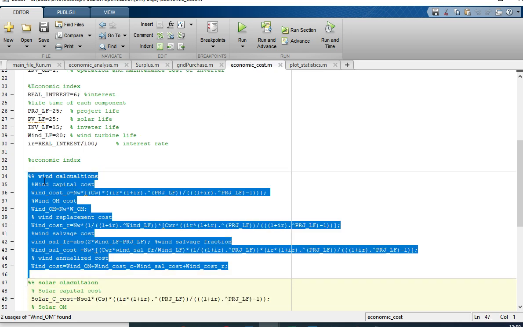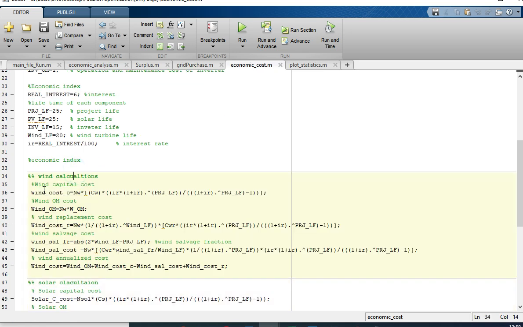So this section is for wind. In the wind calculation, what we have to calculate is the overall capital cost of a wind plant, the overall operation and maintenance cost of a wind plant, the replacement cost, the salvage cost, and the total cost by summing all of these: OM cost, capital cost, salvage cost and replacement cost. So first, to calculate the total wind capital cost, we have to multiply the size of the wind turbine multiplied by the capital cost per wind turbine. If we multiply it, it will give us the total net present wind turbine cost.